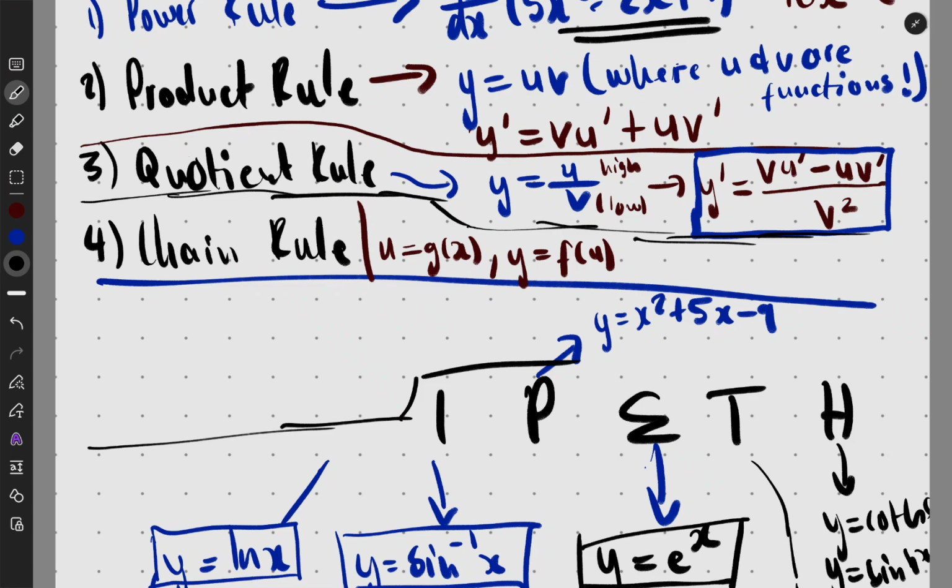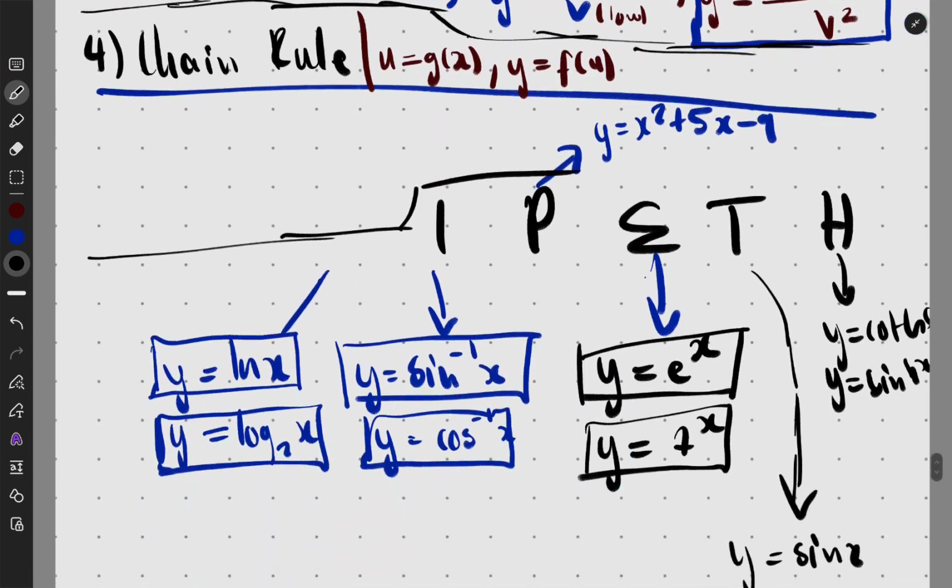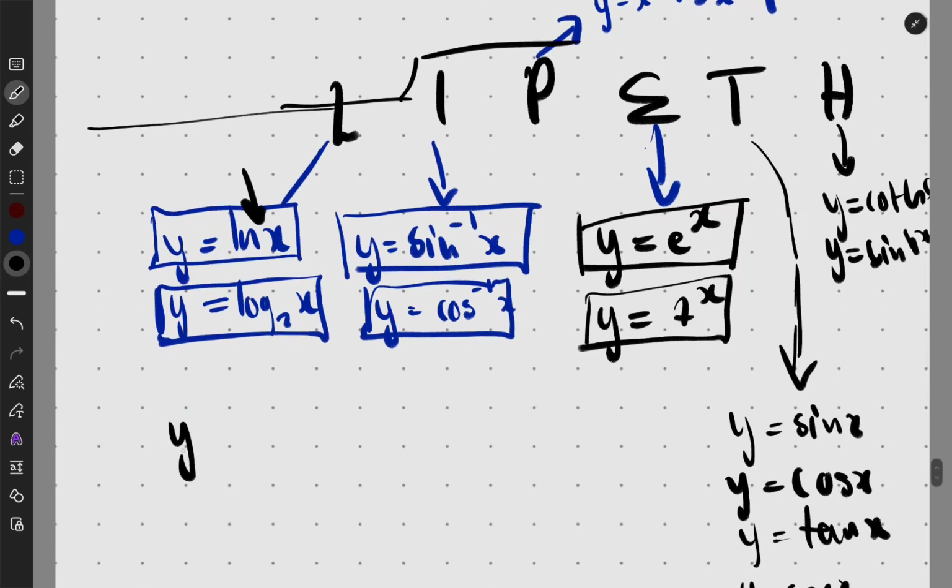You use it when you have a function inside another function. And the examples are endless. These are 99% of the situations you're going to get. You will hardly be given an ln x. ln x is the logarithmic function, the proper logarithmic function. But you will get it as y is equal to ln of x squared minus 5, like this.